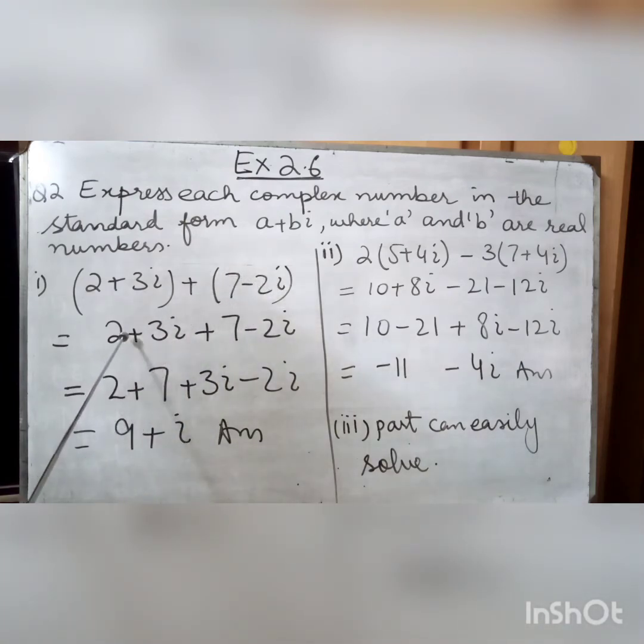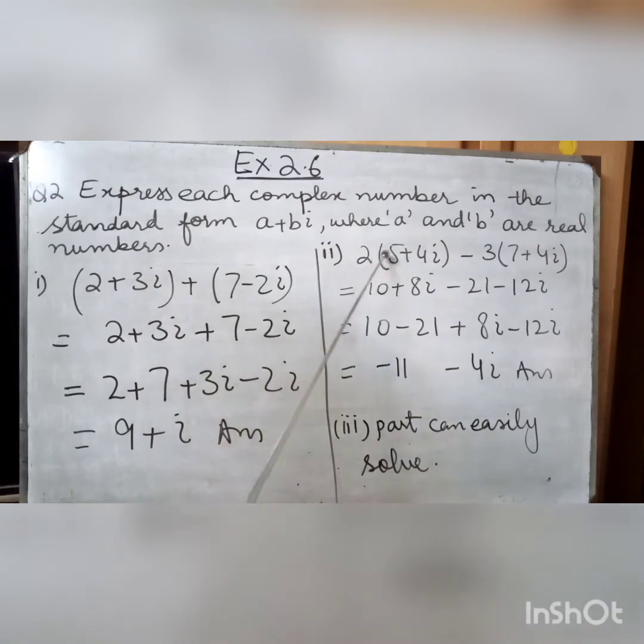After simplification, we have 2 plus 3 iota plus 7 minus 2 iota. Combine the real part with real part and imaginary part with imaginary part. Then we have 2 plus 7 plus 3 iota minus 2 iota. After simplification, we have 9 plus iota.